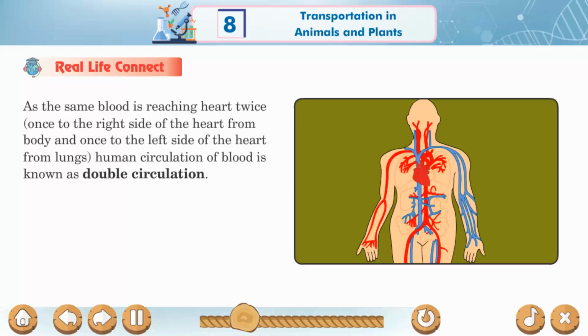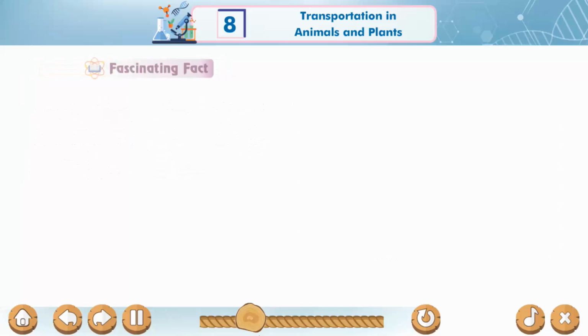As the same blood is reaching heart twice, once to the right side of the heart from body and once to the left side of the heart from lungs, human circulation of blood is known as double circulation.